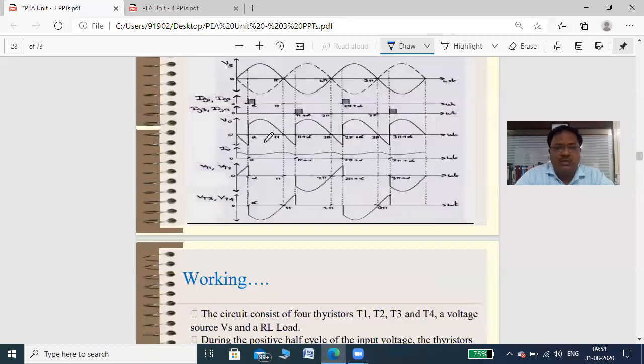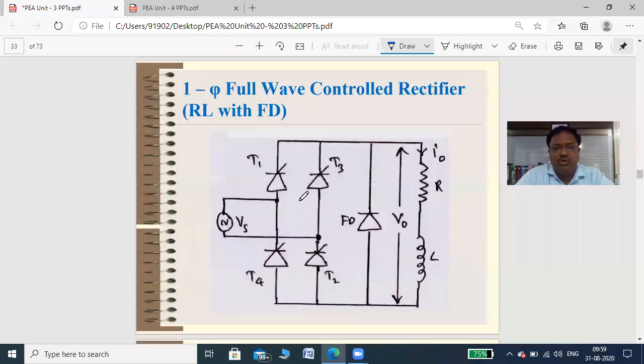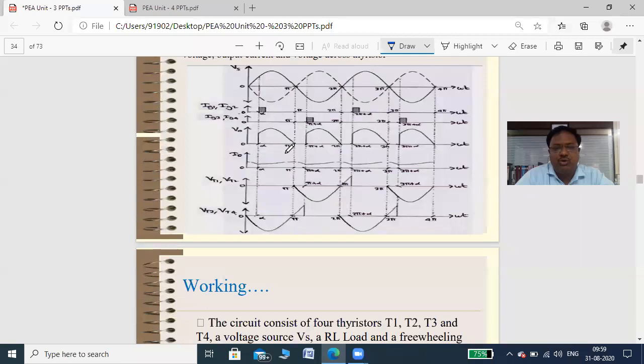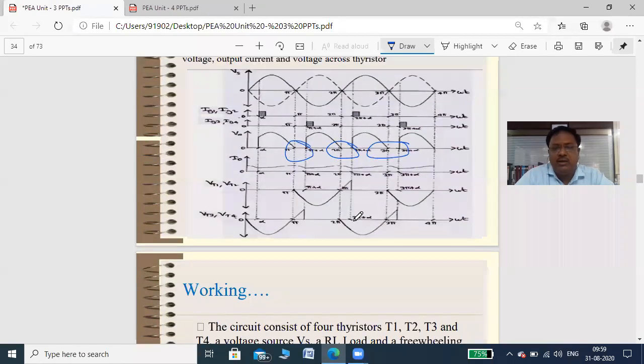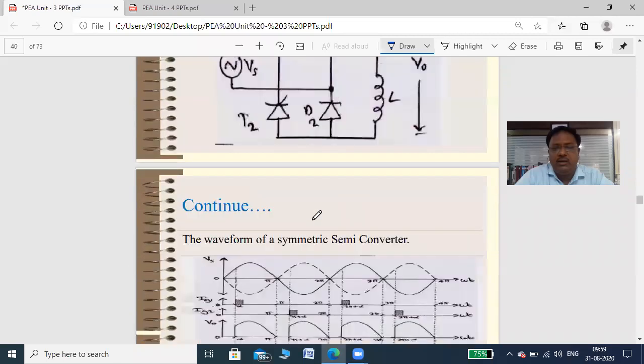With RL load, it means there will be a negative part, so that is shown here, positive as well as negative part. The working is given, equations, and then the last one is a freewheeling diode, so that the negative part is cut in the waveform. So these are the single phase converters.